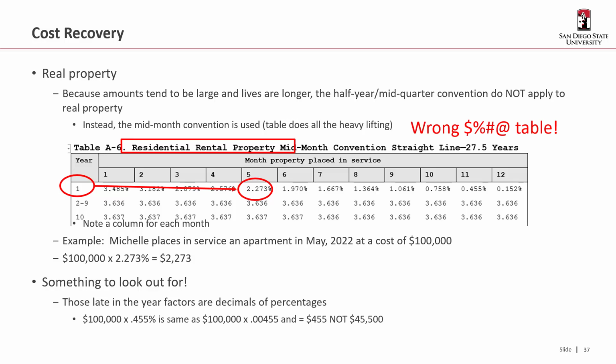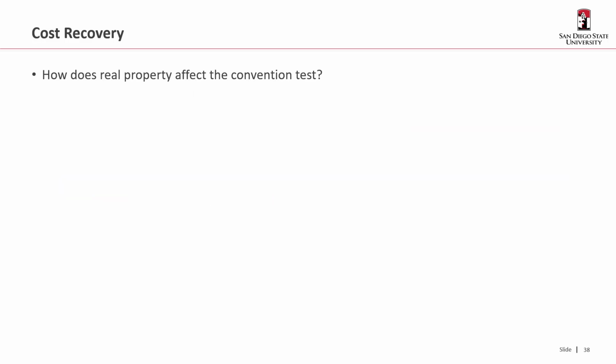Something to look out for is the rates later on in the year. These are stated as percentages. So when it says 0.455%, that's really 0.00455. And sometimes I see students mistakenly move that decimal point around where it shouldn't be. So just be aware. All right.